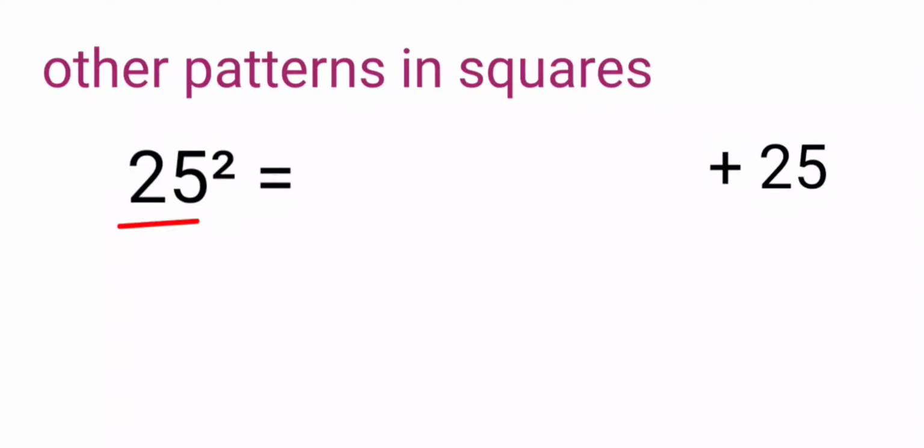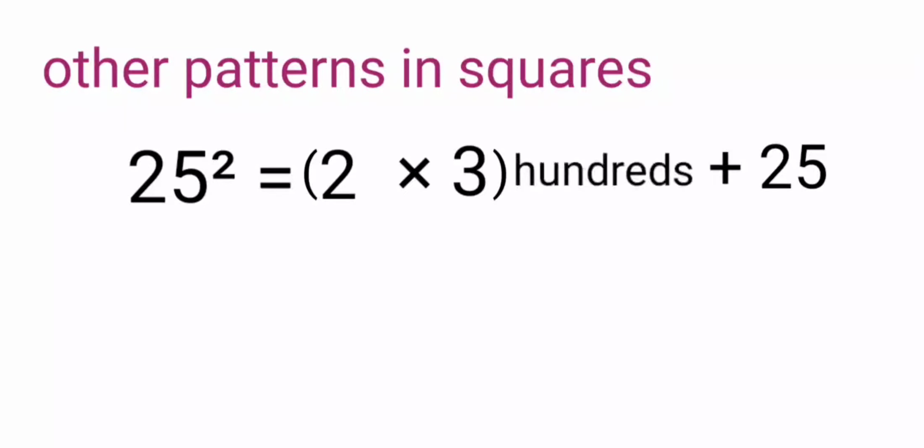Next, some other patterns in squares. Suppose 25 square. Here the unit digit is 5. So we can put plus 25. Okay. Plus 25. The first digit is 2, so we can write 2 here. The next number after 2 is 3, so we can write into 3.